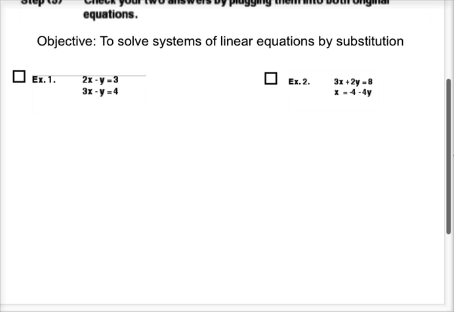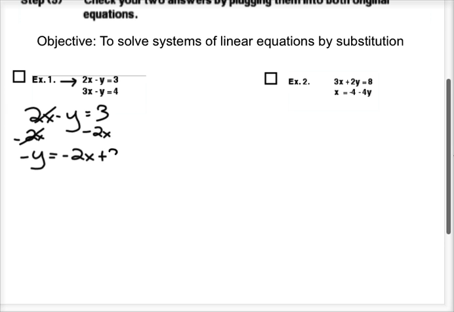So, looking at example 1, I'm going to focus on that one. All right, because I notice the y doesn't have a coefficient. So that's going to be the variable that I target to get by itself. So I'm going to take that equation, 2x minus y equals 3, and I'm going to get that y by itself. So first thing I'm going to do, I'm going to move the x away from it. So I'm going to subtract 2x from both sides. So negative y equals negative 2x plus 3.